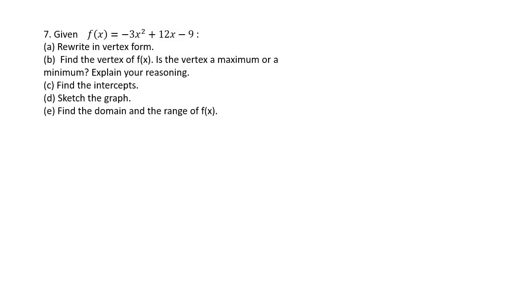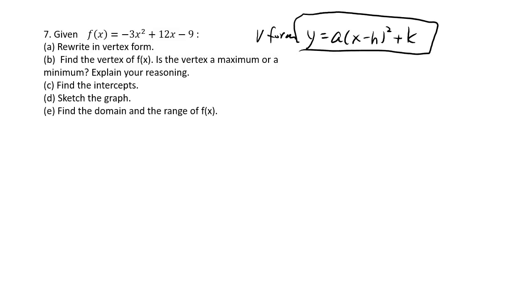First, what is vertex form? Vertex form is y equals a times (x minus h) squared plus k. That's called vertex form. This one here, ax squared plus bx plus c, that's called the standard form.